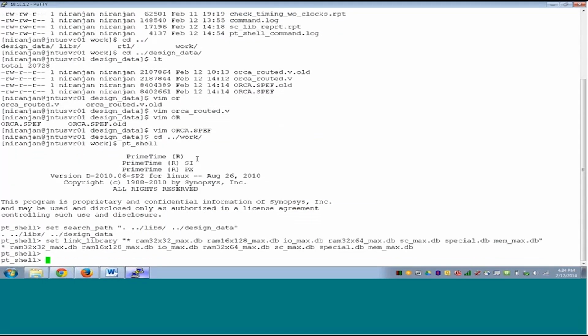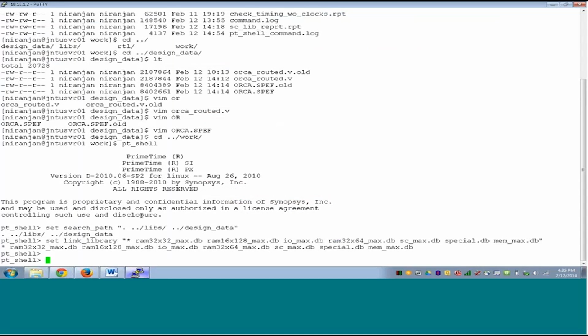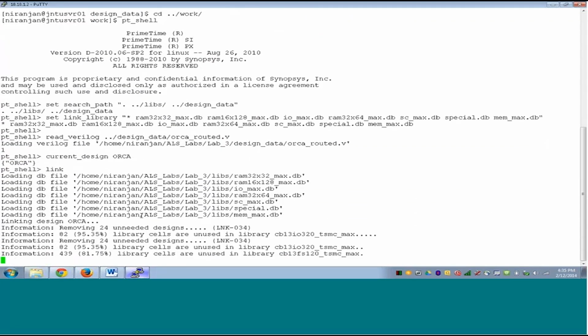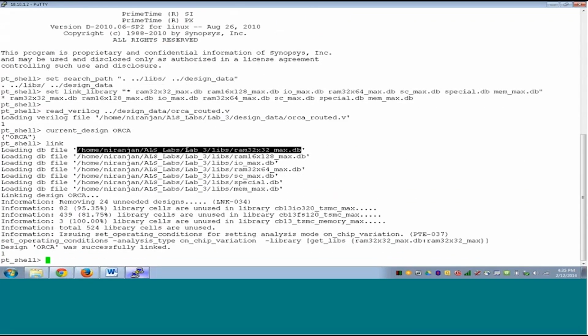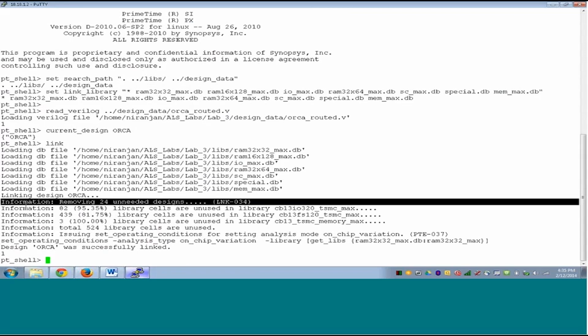So we set the search path and the link path. Then we read this file and link it. It shows that it is loading so and so libraries. This information, removing 24 unneeded designs, tells us that PrimeTime, to save on memory space, will load up the full chip, the complete netlist, and it will only keep limited information about the internal design. So you cannot change the current design.